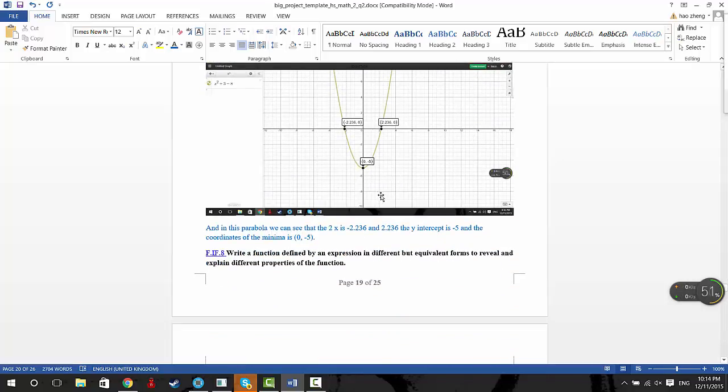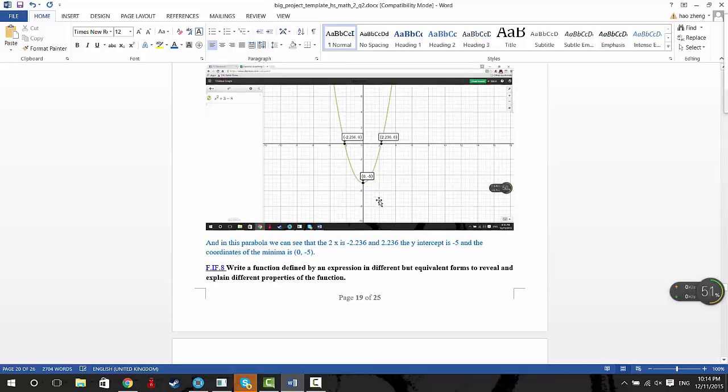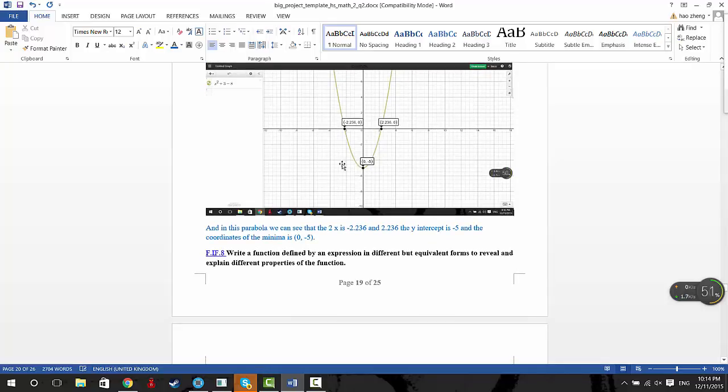Here's another kind, where we find the minimum. It's like an upside-down one, and here we call it the minimum. Here you see the x-coordinates: you have the x-intercepts and the coordinate of the minimum.